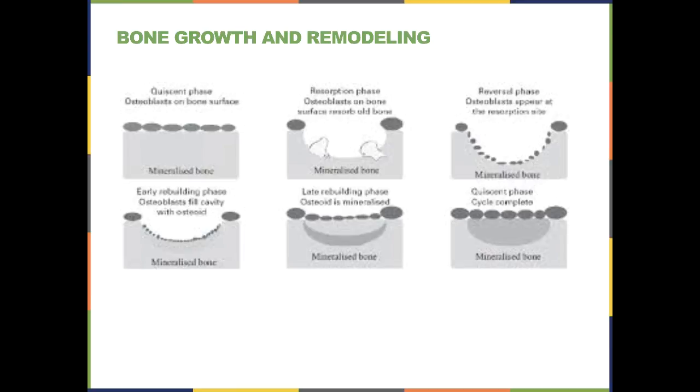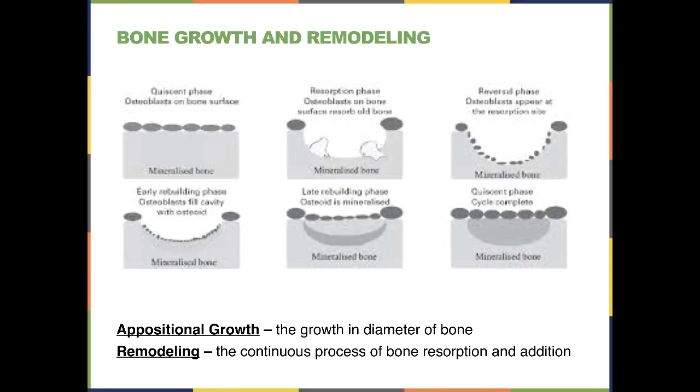Now, the other type of growth that occurs is a growth in diameter, and this is also part of the remodeling process. And the growth in diameter is what's known as appositional growth. As I said, remodeling is this continuous process of reabsorption and then addition of bone that occurs as a person lives their life.